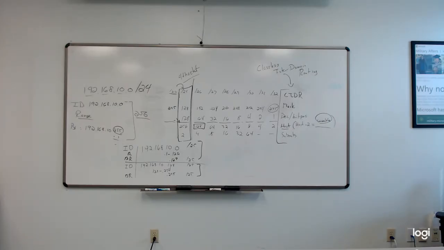So what he's asking us to do, what is the network? 192.168.10.0. That's the network. And then the mask is what?